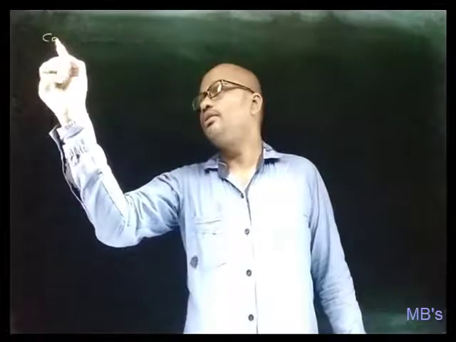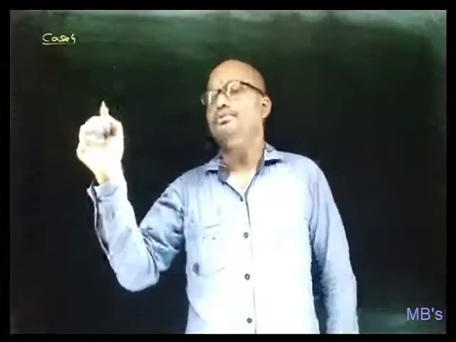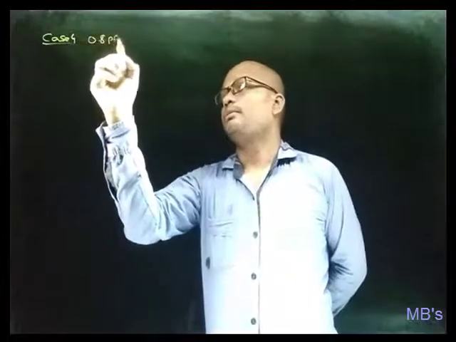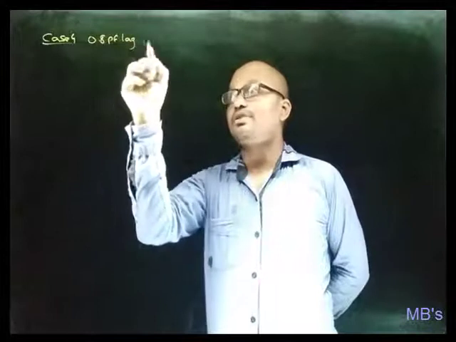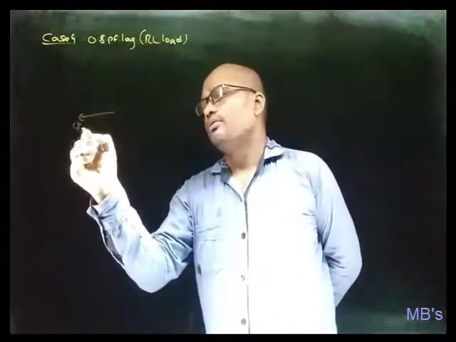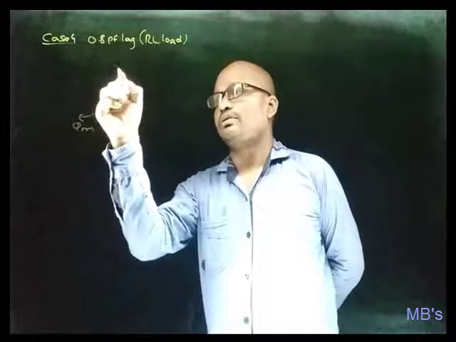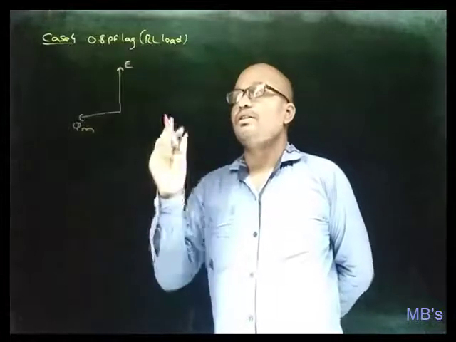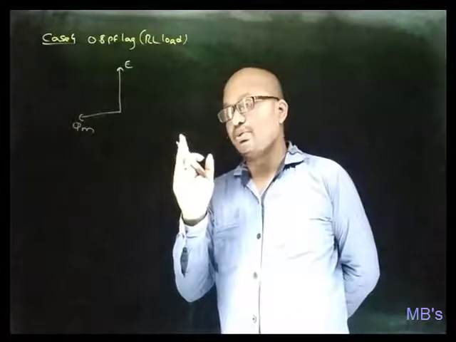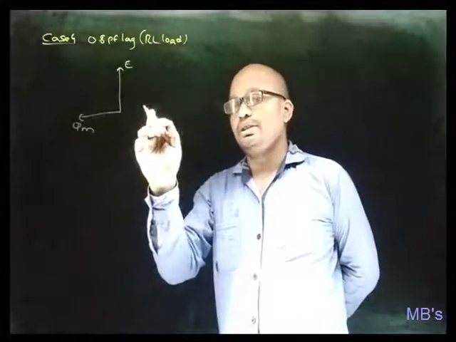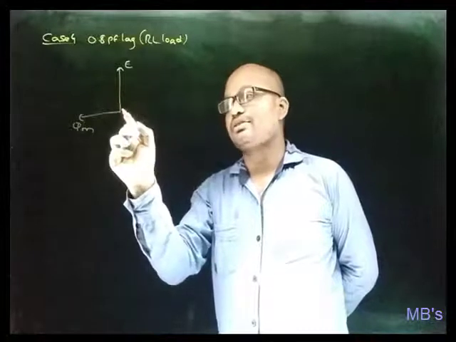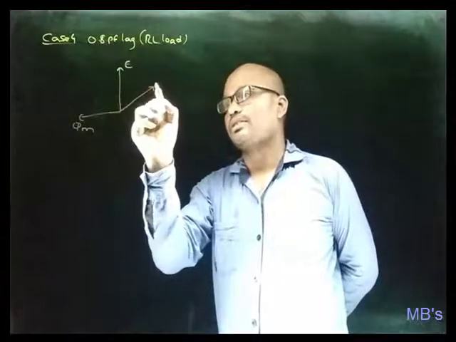Now consider case 4. 0.8 PF lag, which means RL load. So consider the main magnetic field and the induced EMF. And now, as it is an RL load, not a pure inductive load, the current will not lag behind the voltage by a full 90 degrees. It will be something like this.